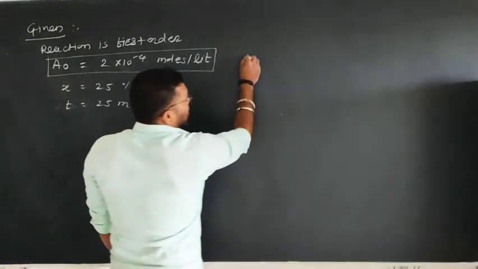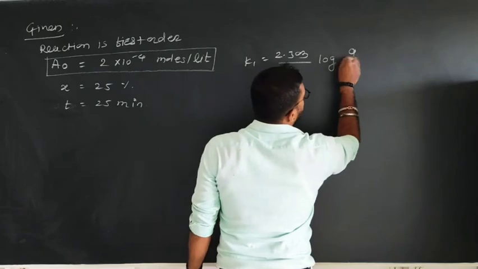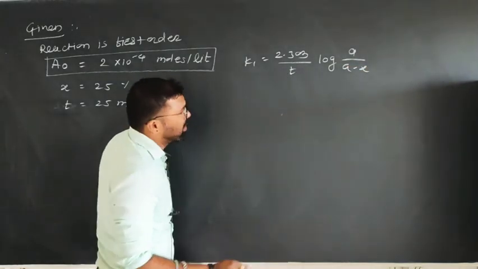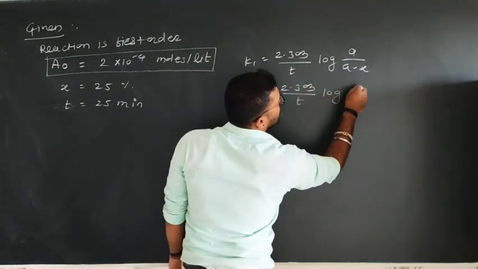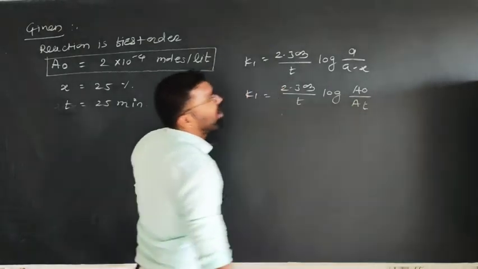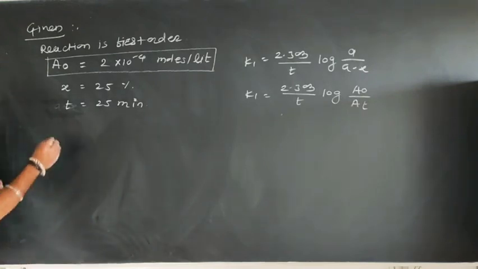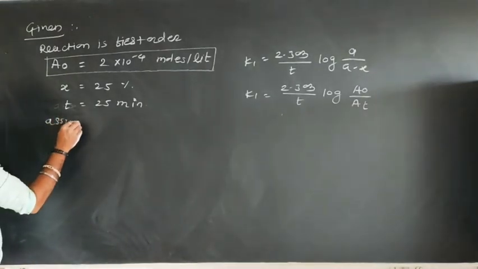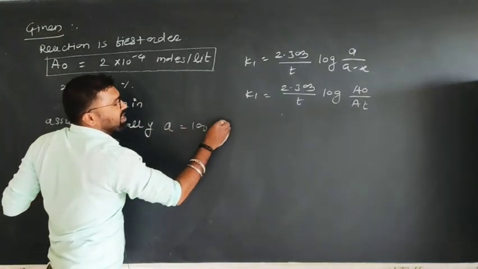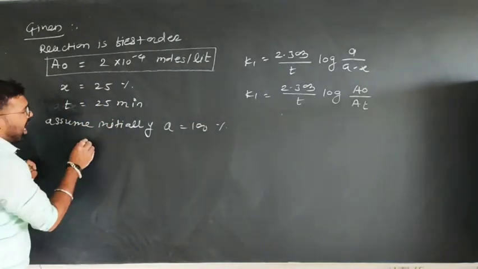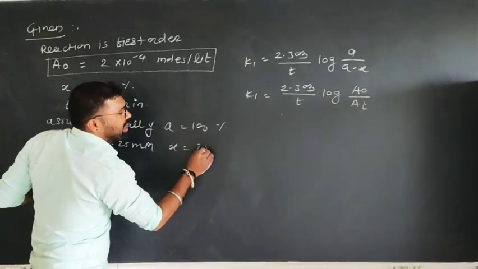Then use this formula: K1 is equal to 2.303 upon t logarithm to the base 10 of A upon A minus x, no problem. Or use this formula: K1 is equal to 2.303 upon t logarithm to the base 10 of A0 upon At. Use whichever formula you want, there is no problem. Okay, I assume initially A is equal to 100%, right? At time t, at t is equal to 25 minutes, x is equal to 25%.